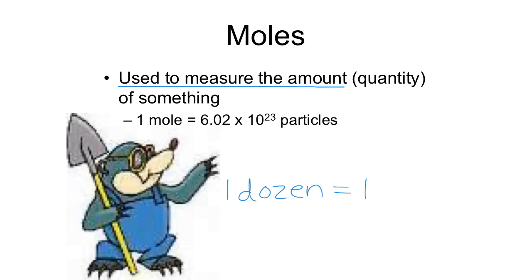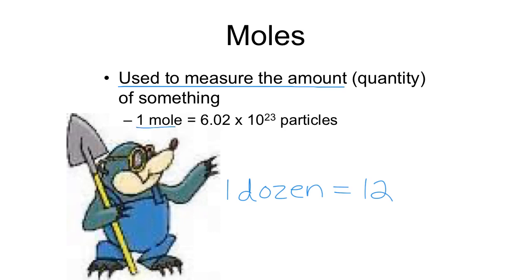And it doesn't matter what we're measuring. If we have a dozen donuts, we know that that's 12 donuts. If you have a dozen flowers, that means that you have 12 flowers. If you have a dozen people, that means you have 12 people. Moles is the same idea.